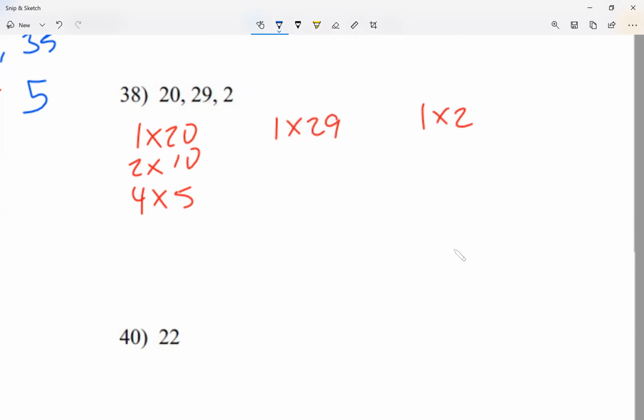So I'm looking for the greatest common factor. I see 1 is a factor of all of them. Now, do I see a bigger common factor? No. So my answer is 1. Greatest common factor, so it has to be a common factor. It has to be a factor of all. Greatest, obviously the biggest.